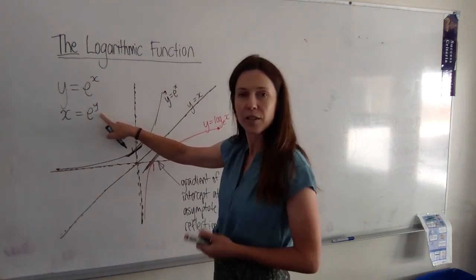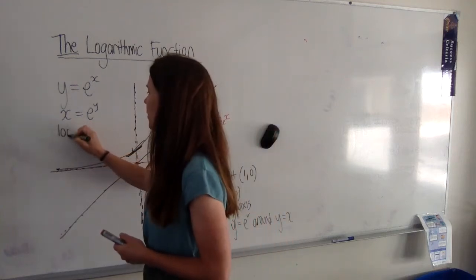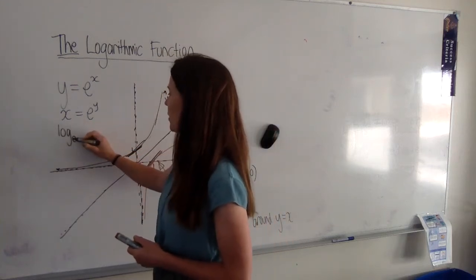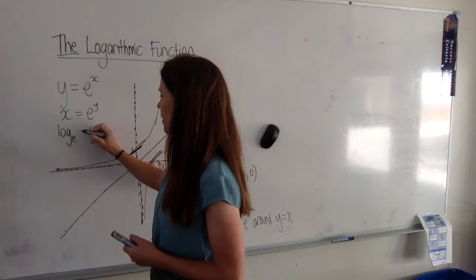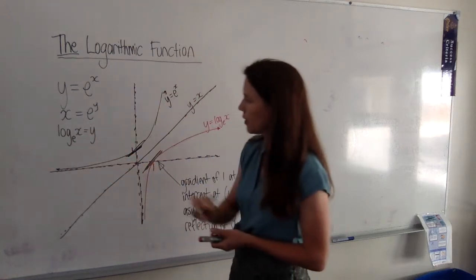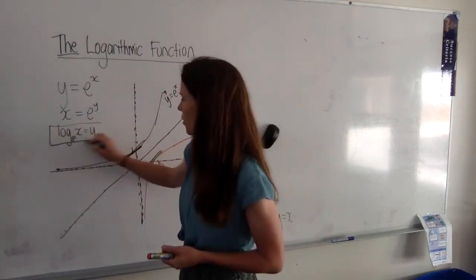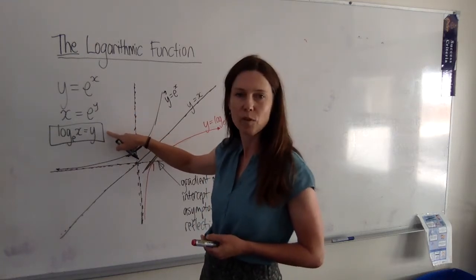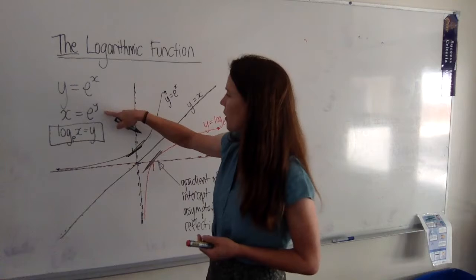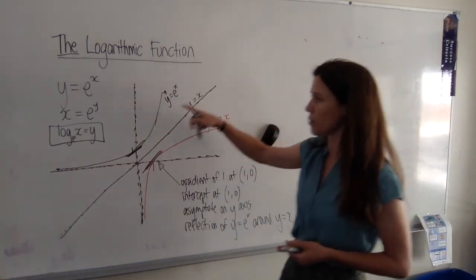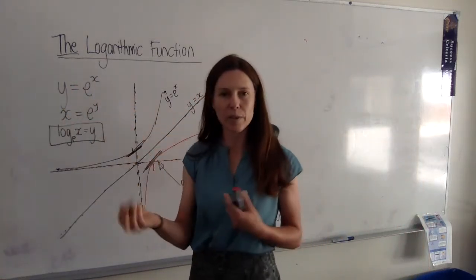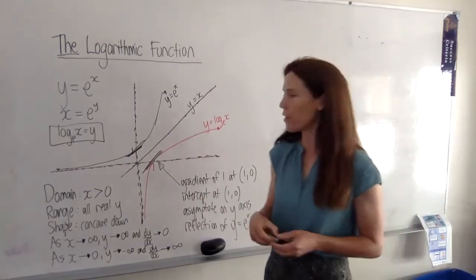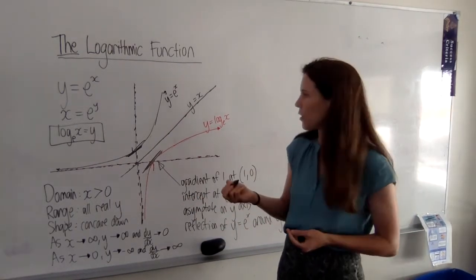If we rearrange this and write it as a log, then we can see that it can be written as e to the power of y is equal to x. So here we have our logarithmic function, which is the same as this. It's just written in a different format. And we can see that these are reflections around y equals x because they've literally just swapped places, the x and the y.